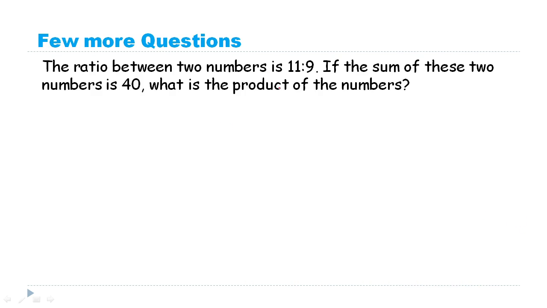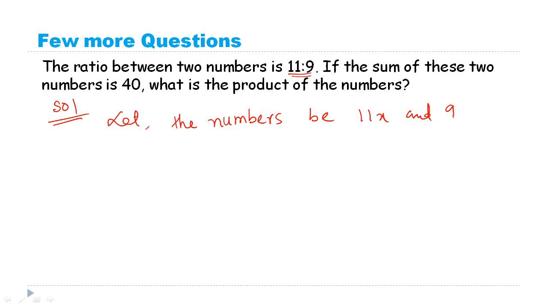The ratio between two numbers is 11:9. If the sum of these two numbers is 40, what is the product of the numbers? Okay, let's see. The ratio between the two numbers is 11:9. From here we can assume that the numbers are, let the numbers be 11x and 9x.